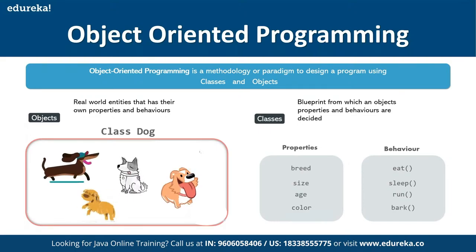I'll give you one example. If a bird is a class, then sparrow would be an object of the class called bird, and a pigeon is also an object of the class called bird. So a class is a type, a blueprint, and an object is an instance of a class. How do you define an object? Objects are real-world entities that have their own properties and behaviors, and an object can also be defined as an instance of a class.